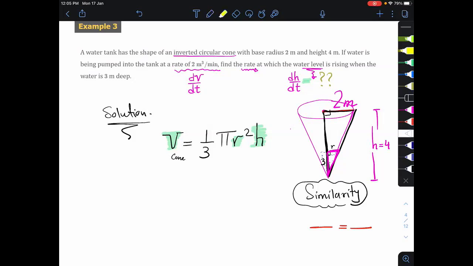So using the similarity, the corresponding side lengths are proportional. يعني 2 over r, which is the radius of the big triangle over the small radius, is equal to the big height, 4, over h. So r over 2 is h over 4.